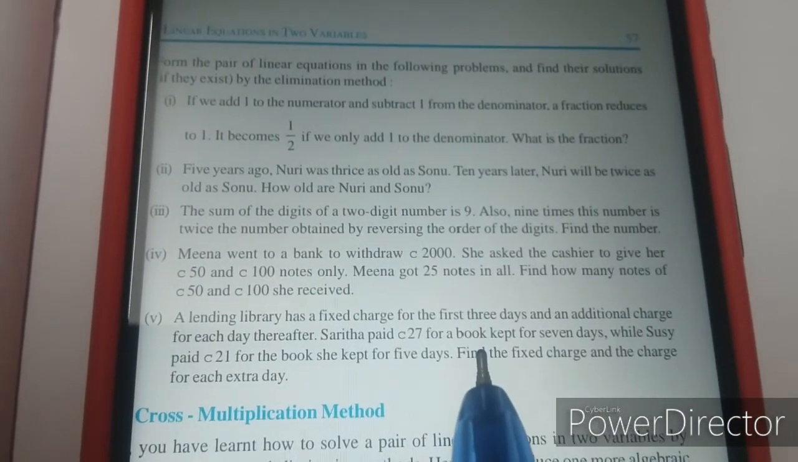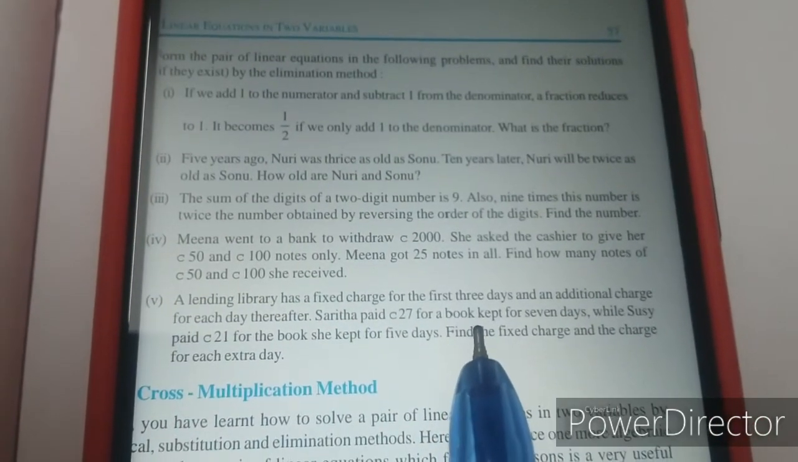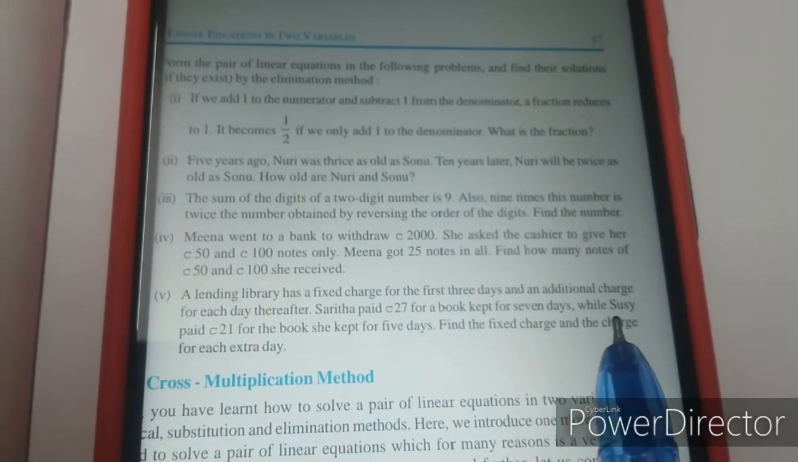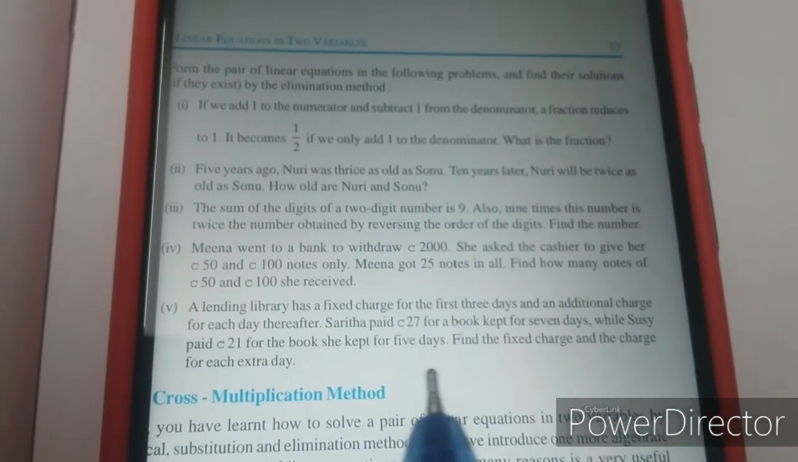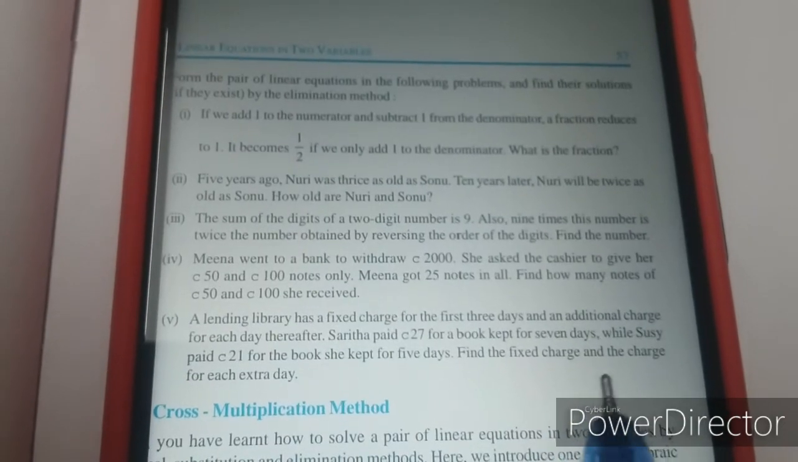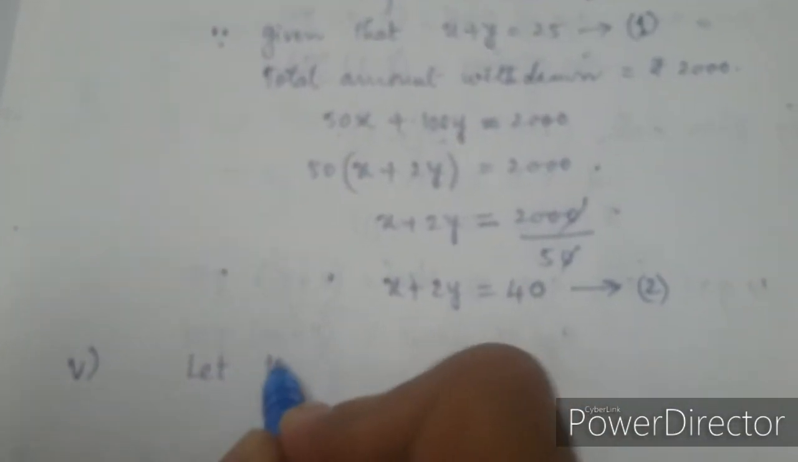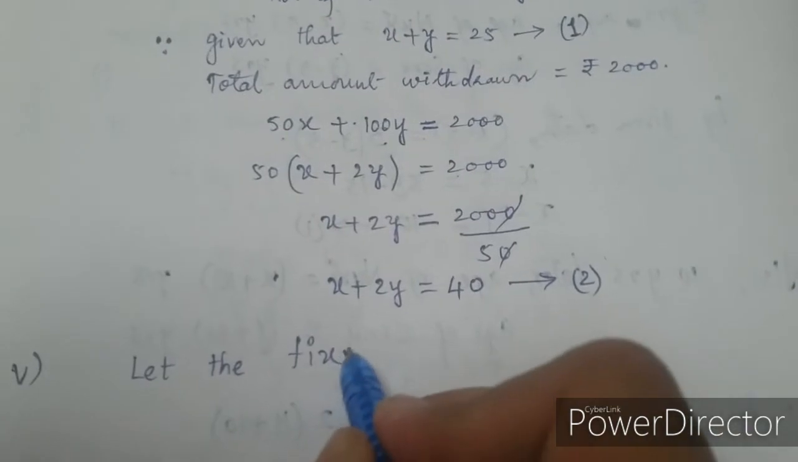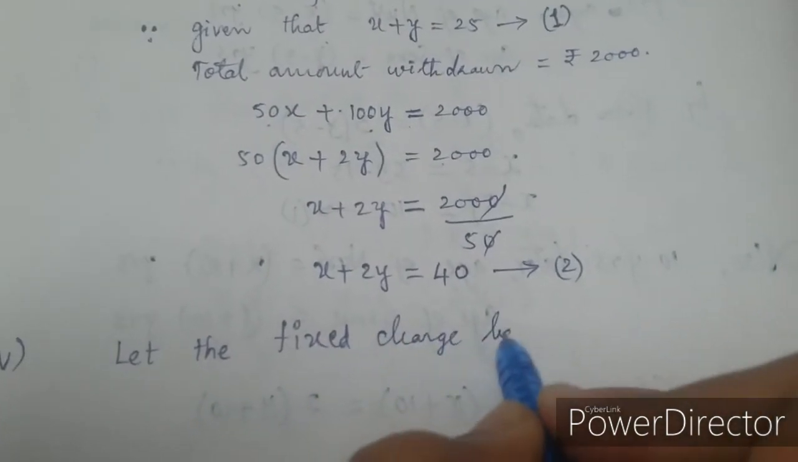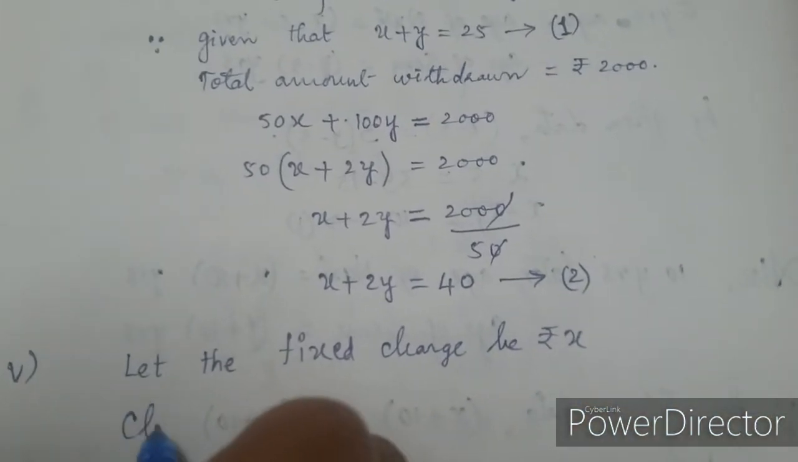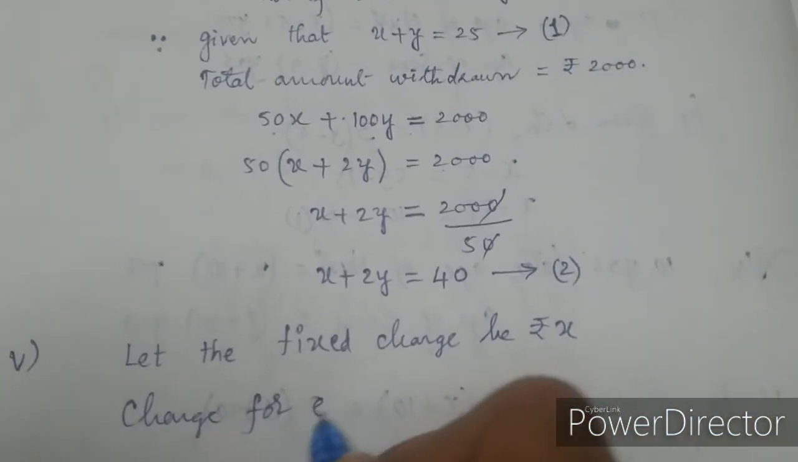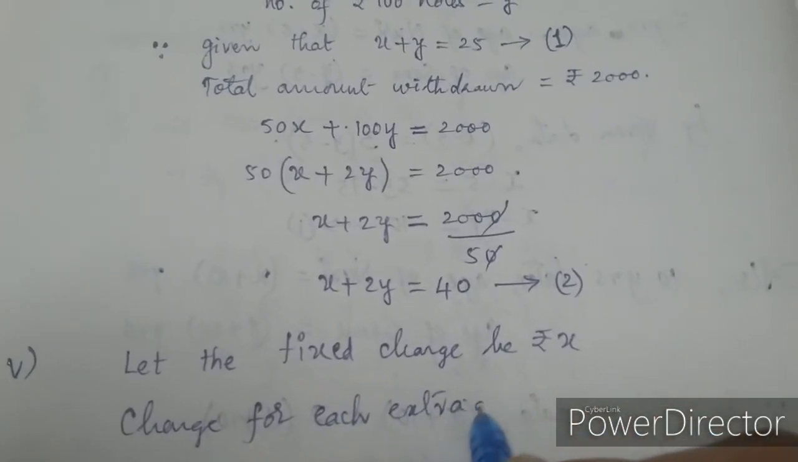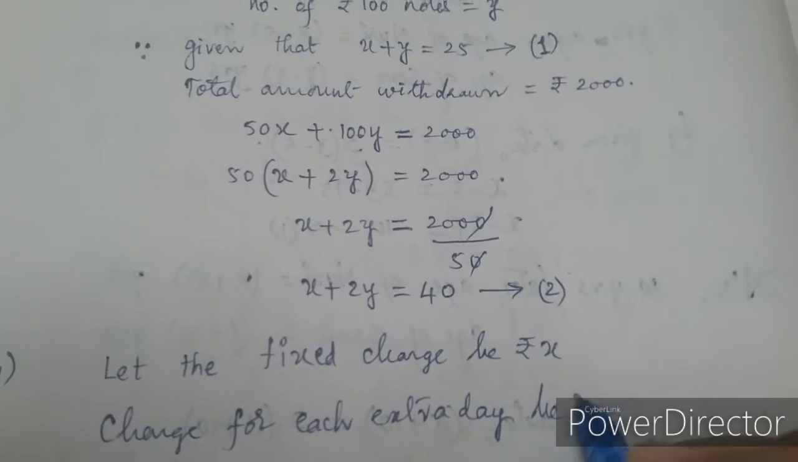For first 3 days we have to find out the fixed charge and also additional charge for each extra day, while Susi paid 21 rupees for the book she kept for 5 days. Find the fixed charge and the charge for each extra day. Let us consider that. Let us do this one. It is an important problem. Let the fixed charge be rupees X. Charge for each extra day be rupees Y.